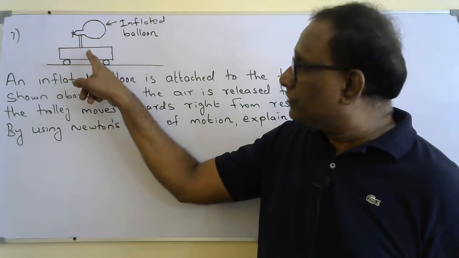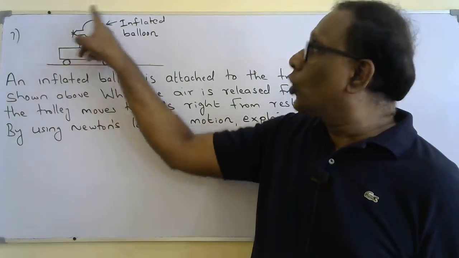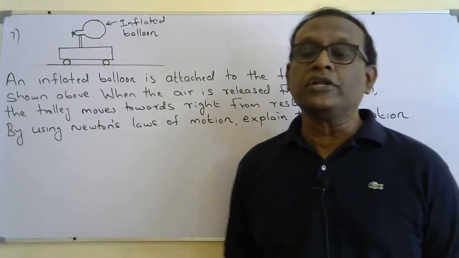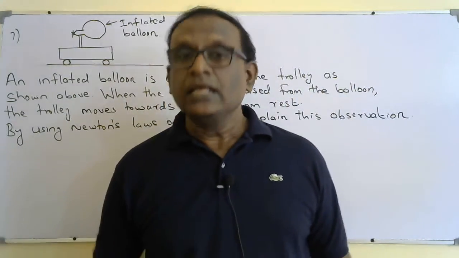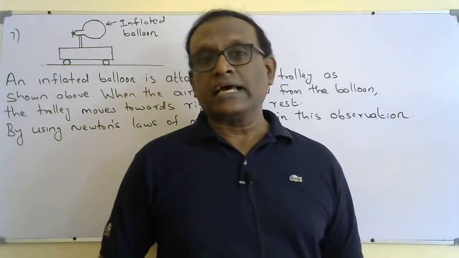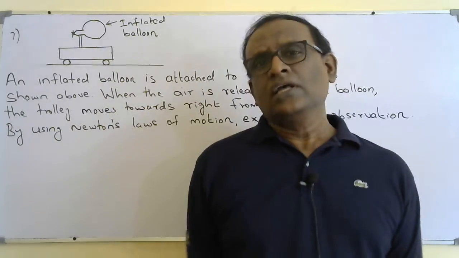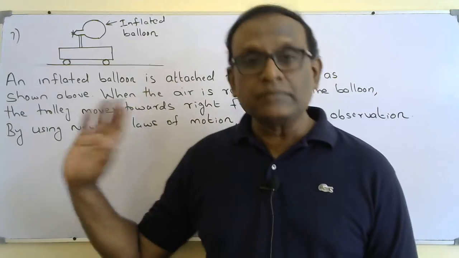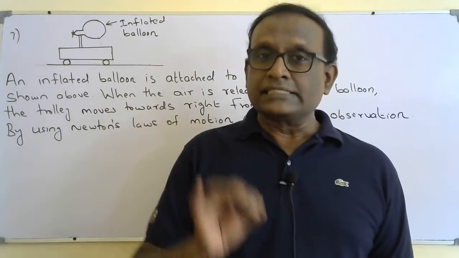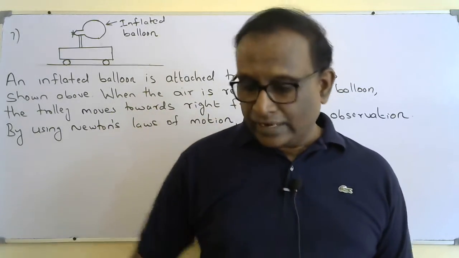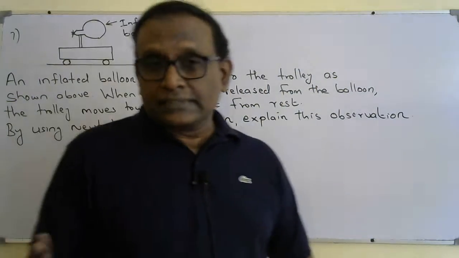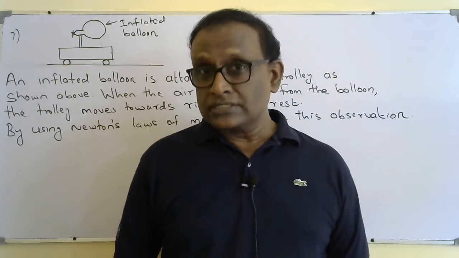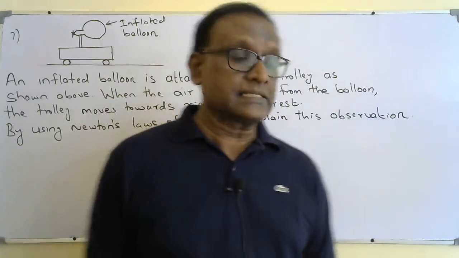But the balloon is fixed or attached to the trolley. So the whole system will have an unbalanced force towards the right. According to Newton's second law, F equals ma, the whole system will accelerate towards the right from rest. Okay, so same answer. The explanation is the same whenever they ask about motion based on Newton's laws. The answer is always the same. Anyway, I'll write this answer. But that will be the same for all types of questions related to Newton's laws in terms of explanations.